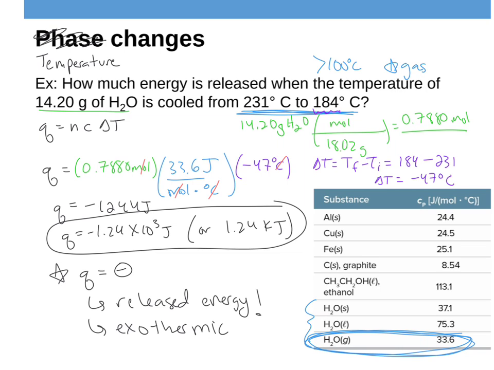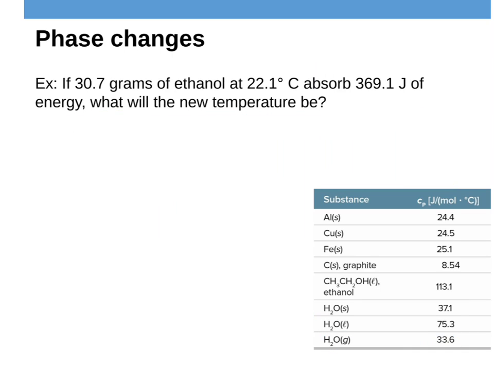But let's tweak this. Let's find a different part of this equation. So you should probably pause, see if you can do this. Same equations, but you've got to solve for something different. This is saying that if 30.7 grams of ethanol at 22.1 degrees Celsius absorbs 369.1 joules of energy, what will the new temperature be? I'll start you off with the fact that we are going to use the same equation, Q equals NC delta T. Here's your table of data over here on the right. It's got ethanol on it. So why don't you pause and see what you can do, because we're going to have to solve for something in the delta T thing. See how far you can get.